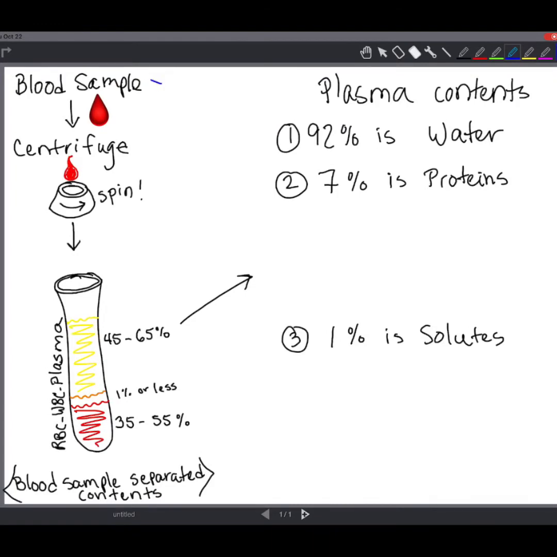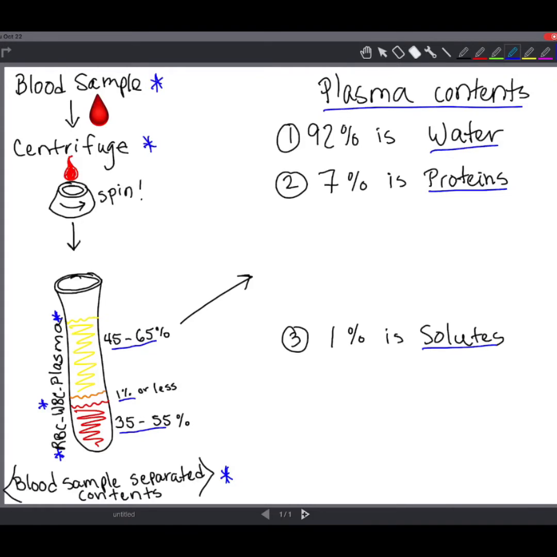If we take a blood sample from a patient and we spin it in a centrifuge, we can separate that blood sample by content. For example, you will see 45 to 65% is going to be plasma, 1% or less is going to be white blood cells, and from 35 to 55% approximately it's going to be red blood cells. If we take a look at the plasma, the content is going to be 92% water, 7% is proteins, and 1% is other solutes.